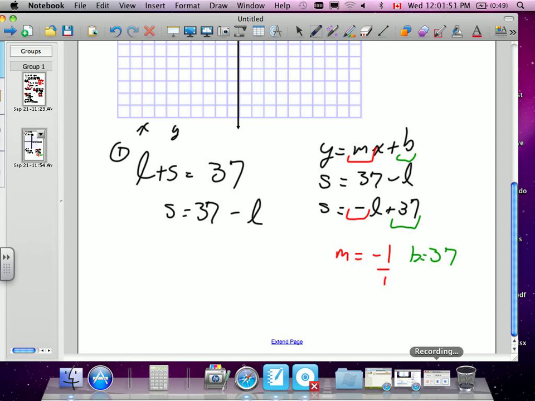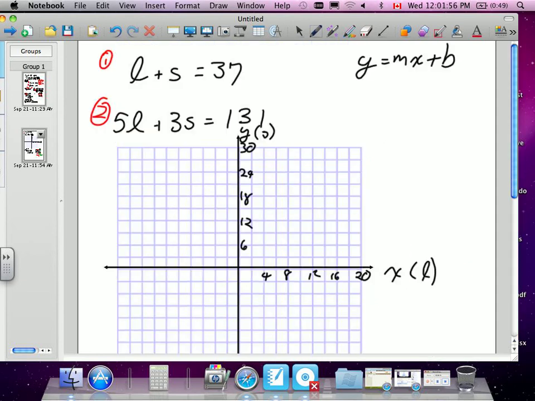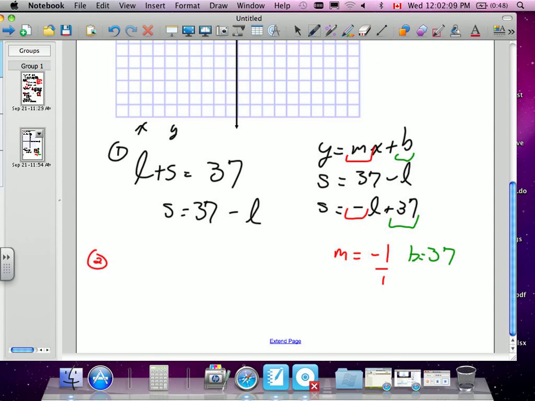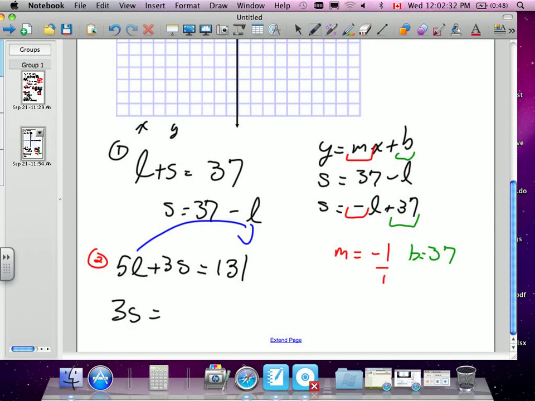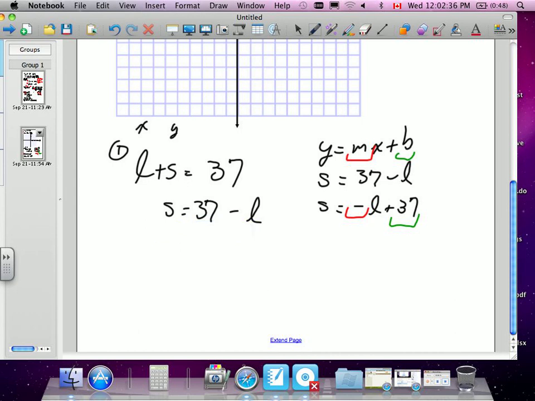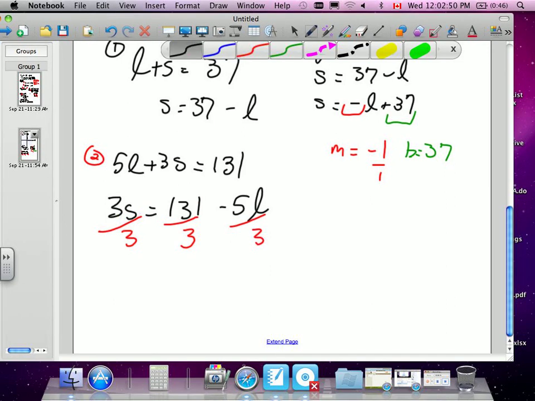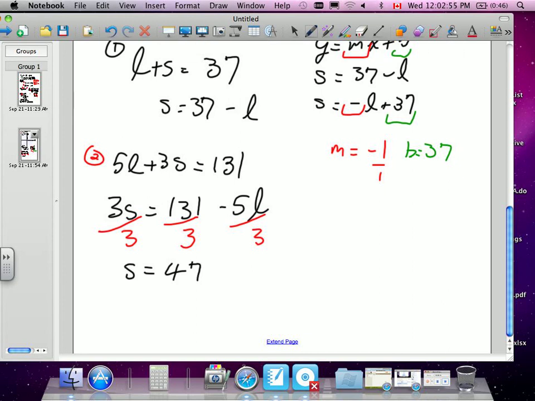We're also going to rearrange our other equation, which was 5L plus 3S equals 131. So equation 2. Remember we said our S is what our Y is going to be. So I'm going to set the equation equal to S. So I need to move 5L to the other side of the equation. So we'll get 3S is equal to 131 minus 5L. And actually, I still need to set it equal to just S, so I'm going to have to divide each term by 3. When I do that, I end up with S is equal to 47 minus 5 over 3L.